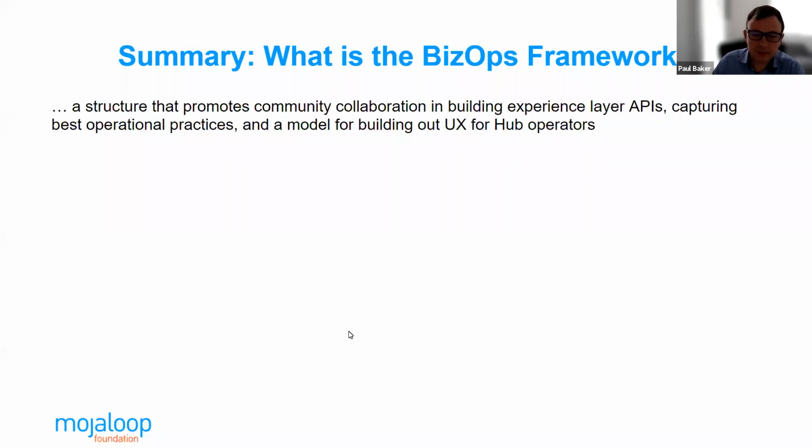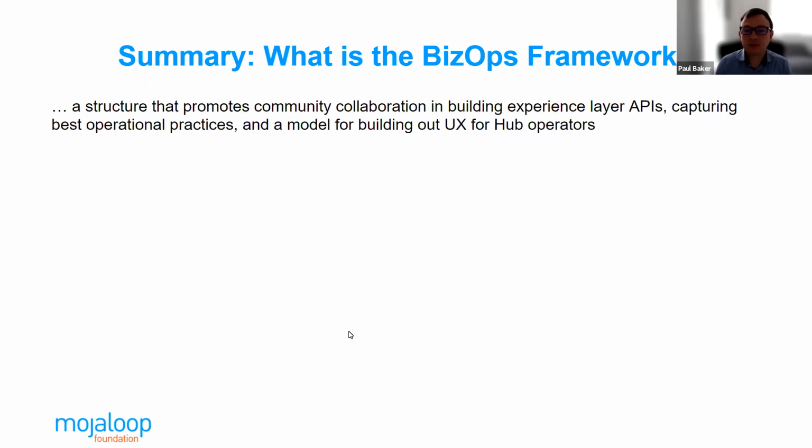So I thought we should start with a summary right at the beginning. What is the bizops framework? What I'm hoping to get right here is to summarize the whole of last PI's presentation on the bizops framework in one slide. I'm not sure if I'm going to do such a good job of it, but just bear with me. So what is the bizops framework?